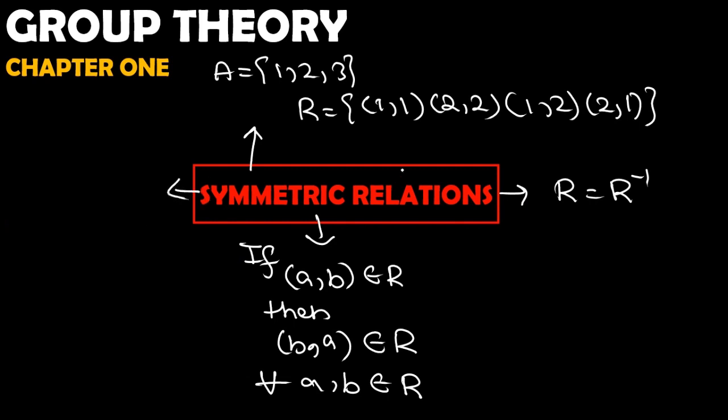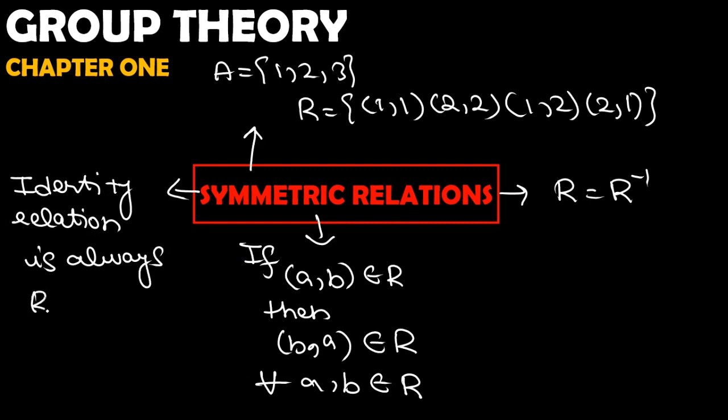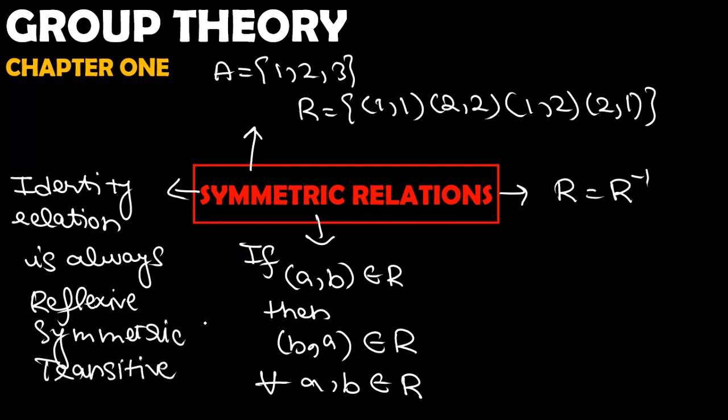Always remember, before describing this example, that the identity relation is always reflexive, symmetric, as well as transitive. If you want to check whether a relation is reflexive or transitive, always remember that the identity relation is all of them. It is reflexive, it is symmetric, it is transitive as well.